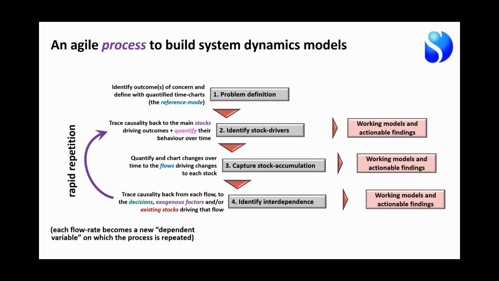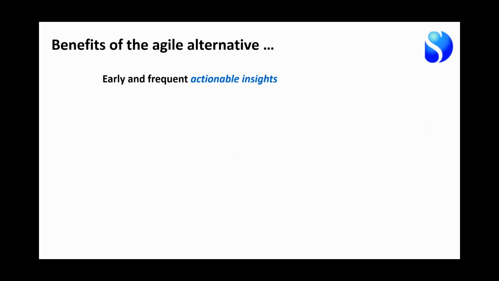You sit down with the user and get as fast as possible to something that kind of does what it is they want to do. And you draw a line there and say, okay, well, let's go on and try and extend that and make the next bit do a bit more of what you want to do. And all the time the client's getting something useful out of it and something working. So you're getting early benefits. So the benefits of this alternative seem to be you get early and frequent actionable insights.